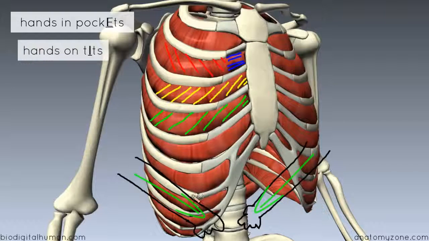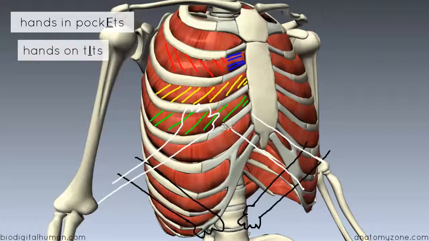So pockets has the letter E in it, so this is the direction the external intercostal muscles would be oriented. And if your hands are on your chest, so another pair of badly drawn hands, then your forearms would be angled upwards and inwards in the same direction as the internal intercostal. So chest has the letter I in it, the internal intercostal muscles are oriented in the supero-medial direction, the same as the angle of your forearms.